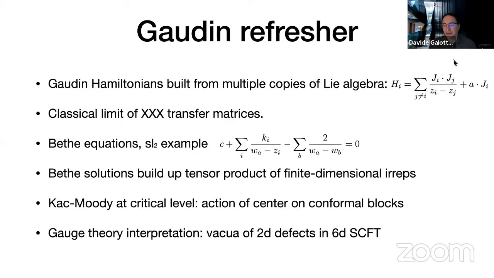And this perspective was very useful in some work I did with Ed Witten on knot invariants. So you get a connection to 4D super Yang-Mills.